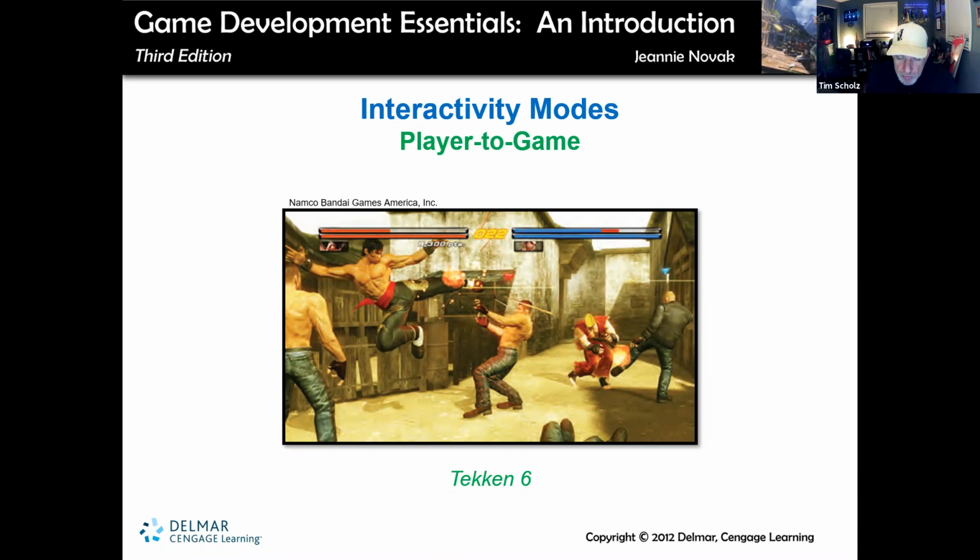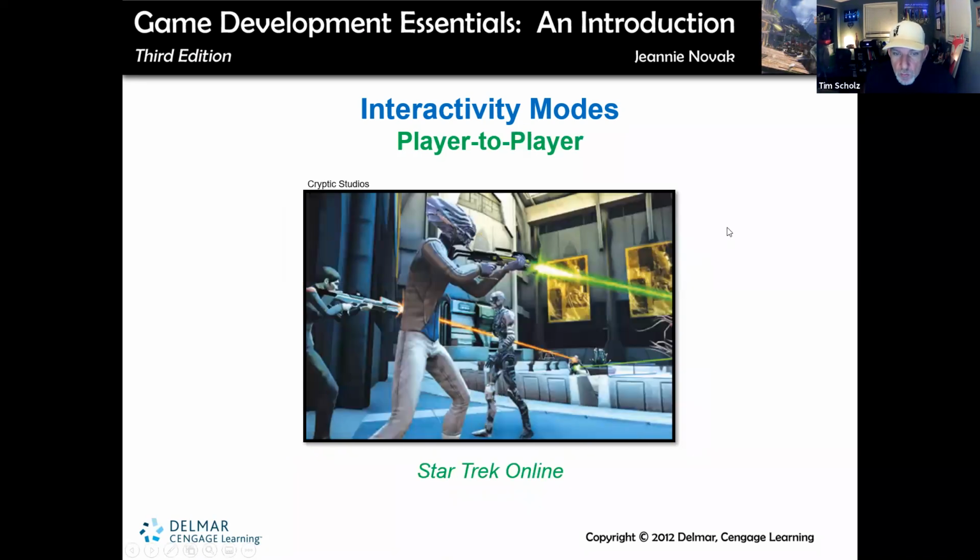So these characters are essentially controlled by computer and AI. Obviously, as you see in the example of a fighting game like Tekken, this could be a single person interactive game, or this could come back as the next interactivity mode, which is player to player.